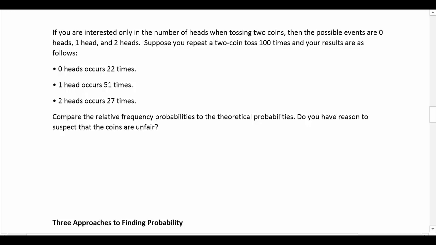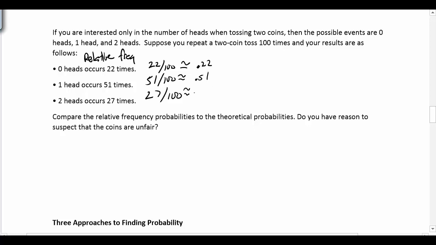Okay, so we're going to think about what should have happened and if we suspect there's some sort of issue. So this is the relative frequencies, so this is the empirical data, meaning we went out and did it. We did it 22 out of 100 times for 0 heads, 51 out of 100 for 1 head, and 27 out of 100 for 2 heads. And decimal wise, it works out to be about 0.22, 0.51, and 0.27. Now, is that scandalous or not?